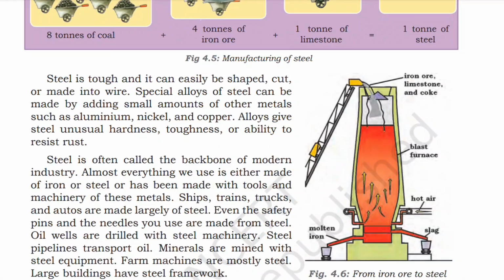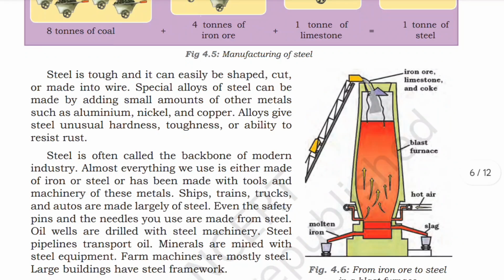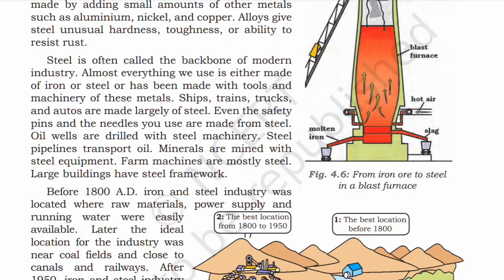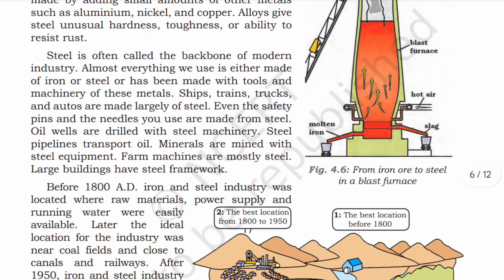Steel is tough and can easily be shaped, cut, or made into wire. Special alloys of steel can be made by adding a small amount of other metals such as aluminum, nickel, and copper. Alloys give steel unusual hardness, toughness, and the ability to resist rust. Steel is often called the backbone of modern industry.